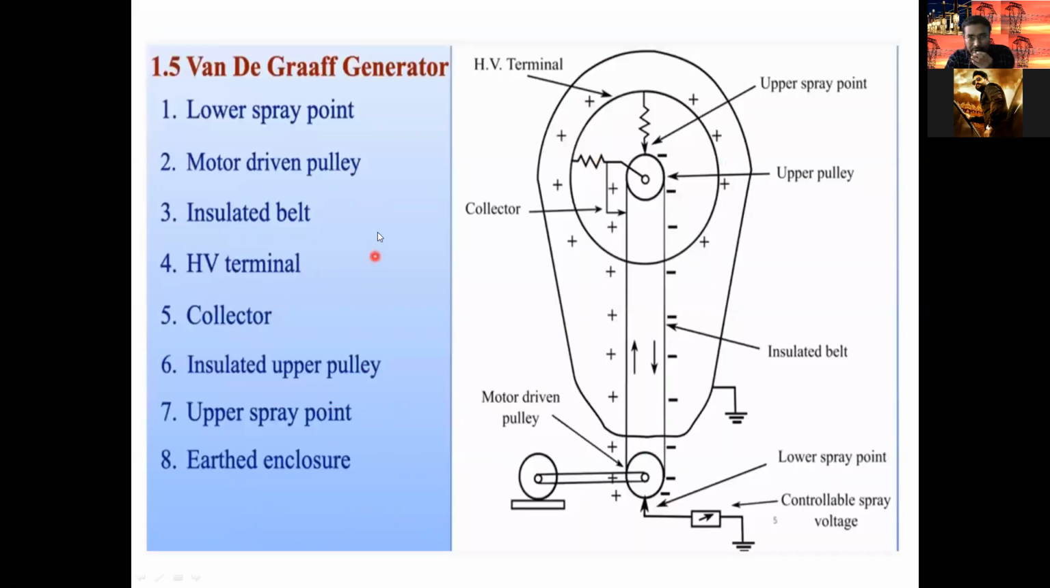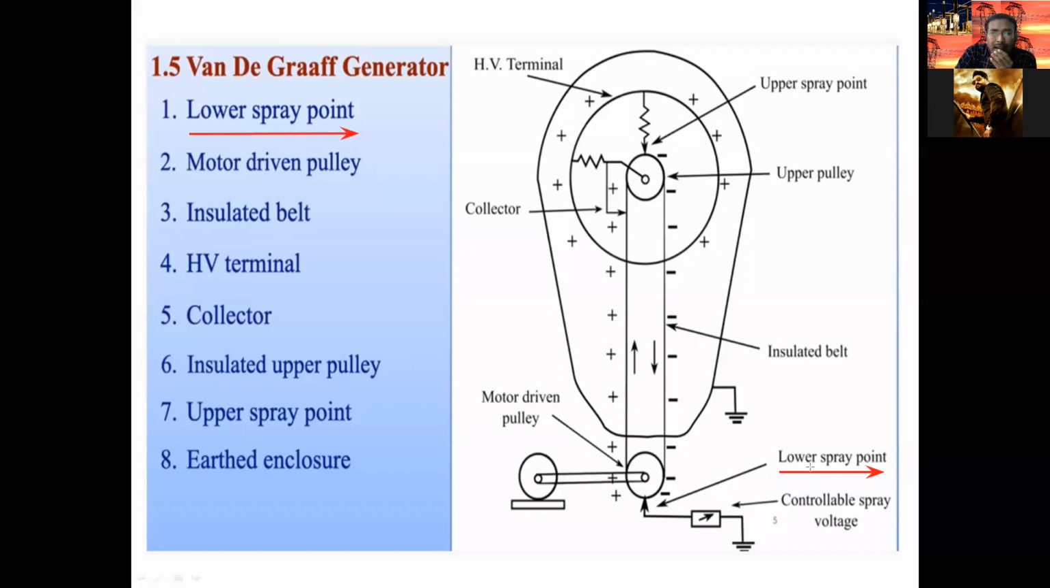It's clear. And then, construction of the Van de Graaff generator. All of you draw this diagram. In this Van de Graaff generator, there are different parts. First one, the lower spray point. That is placed here. The lower spray point is nothing but a comb. One of the combs is placed near the bottom roller. That is called the lower spray point.